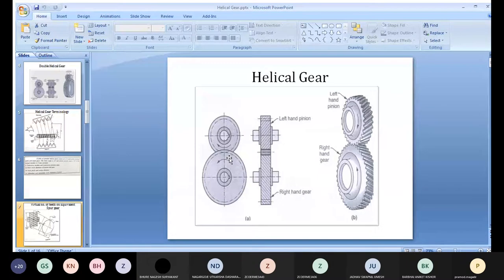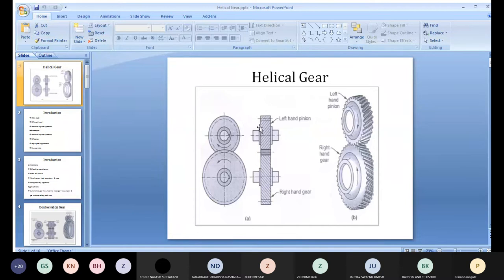But the different thing is that in case of the spur gear, we have used straight teeth for meshing. But in case of the helical gear, you can see the helix angle is there for the teeth. Teeth are cut at an angle between 15 degree to 30 degree. So that's why helix angle is created. And it depends on hands.